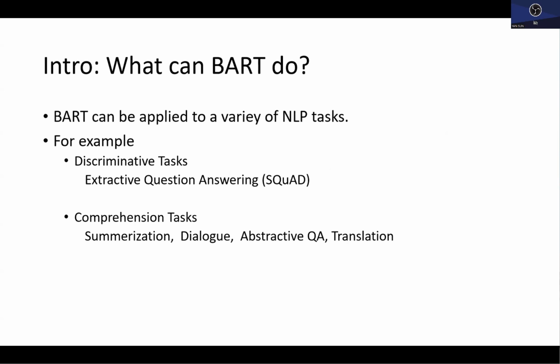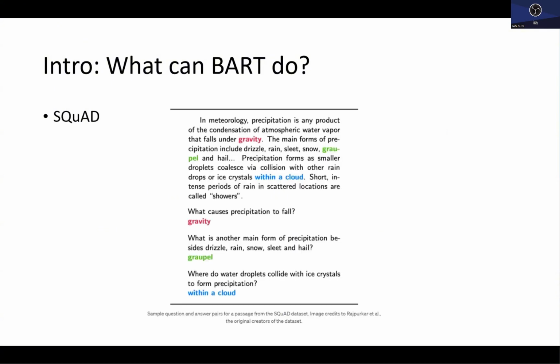But before that, what can BART do? Actually, BART can be applied to a variety of NLP tasks, including extractive question answering and summarization, dialogue, and translation. For example, for extractive question answering, there's a task called SQuAD. The input for this task is a context paragraph, as well as a question sentence. And the output is the start and end index within the context paragraph, which will be the answer.